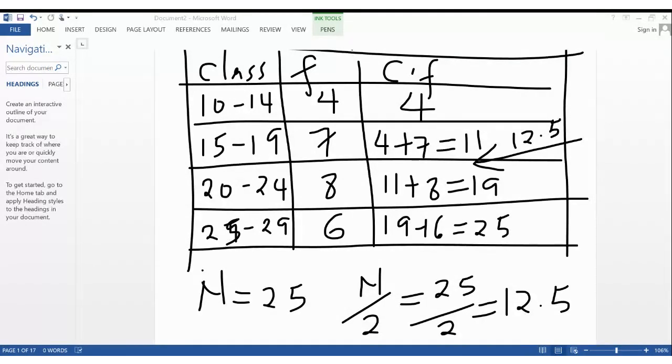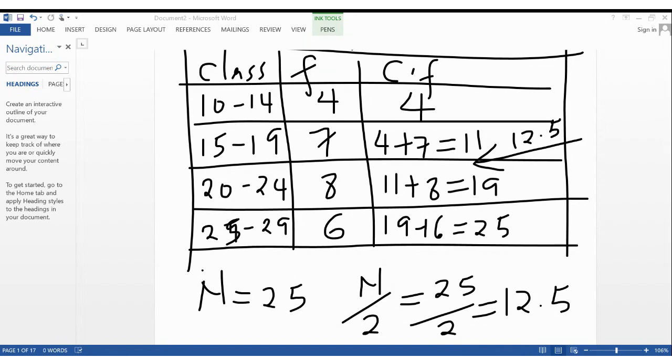Okay, the first two have gotten it. It is 20 to 24. Why? Because 15 to 19 is only up to the 11th value. So we shall use 20 to 24, because 20 to 24 is where 12.5 is falling.